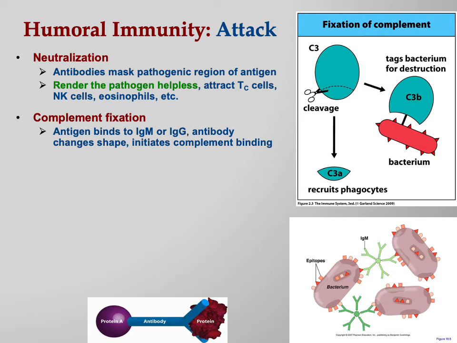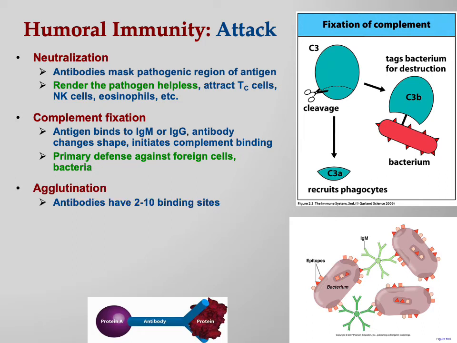So complement fixation: antigen binds to the IgM or IgG, the antibody changes shape, and initiates complement binding. Once again, we're going to see there are different kinds of antibodies. The last slide we talked about the IgDs. Now we have IgMs and IgGs. So they are going to do the complement fixation and get the complement proteins involved. This is the primary defense against foreign cells and bacteria, all right?